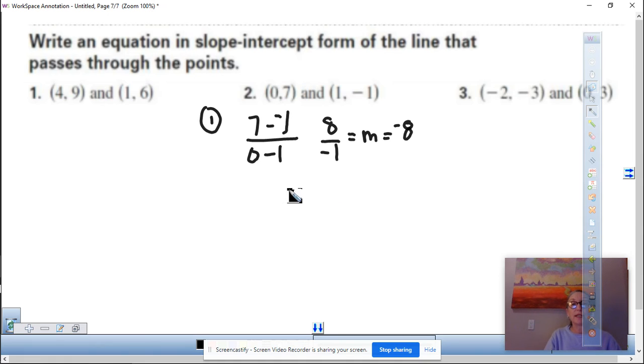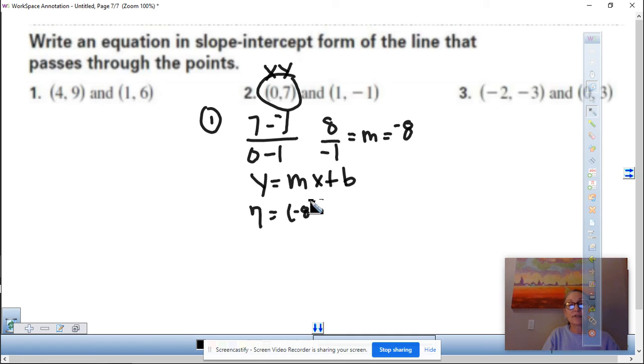Now I'm going to pick a point. I'm going to take this 0, 7 point because it's a 0. It's nice and easy. Remember, this is my x, this is my y, and I'm going to substitute it in to y equals mx plus b. My y is 7. My slope is negative 8, so I'm going to put that there. My x is 0, and I don't know b.